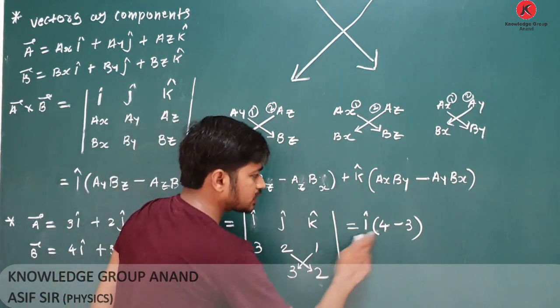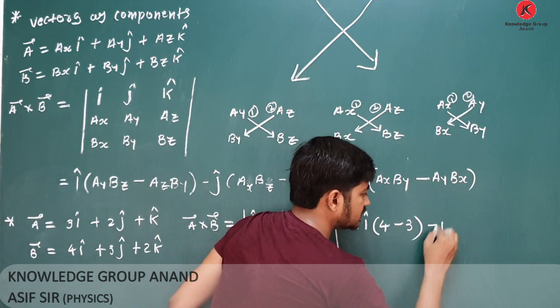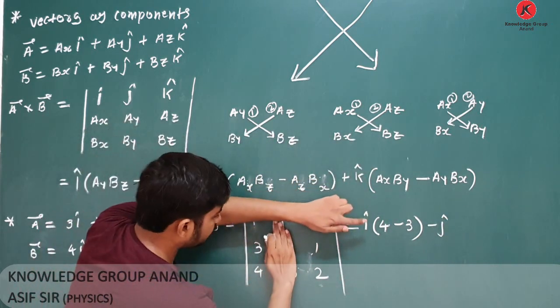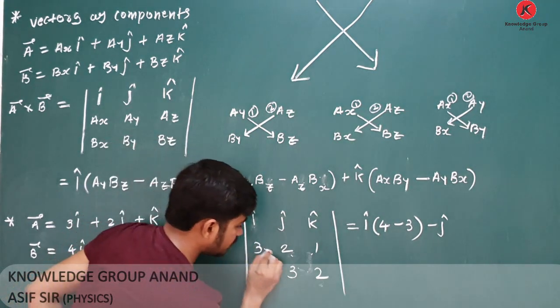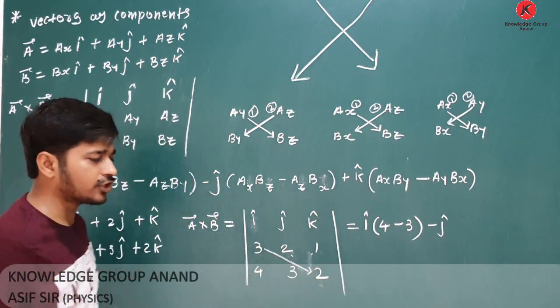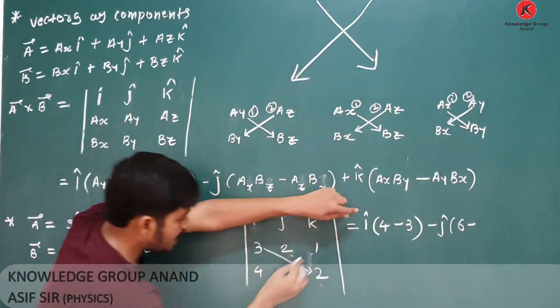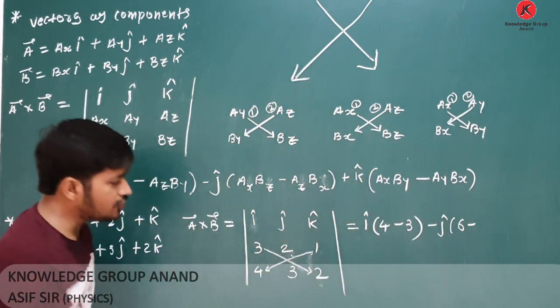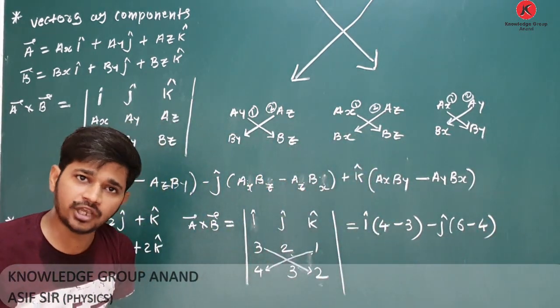So, it is for this first. Now write minus j. Now hide this column and this row. Then we have 3, 2, 1 and 4. 3, 2 means 3 into 2. What is 3 into 2? 3 into 2 it is 6. There is always a minus sign. And then 1 into 4. What is 1 into 4? Here it is 4. Clear about this?